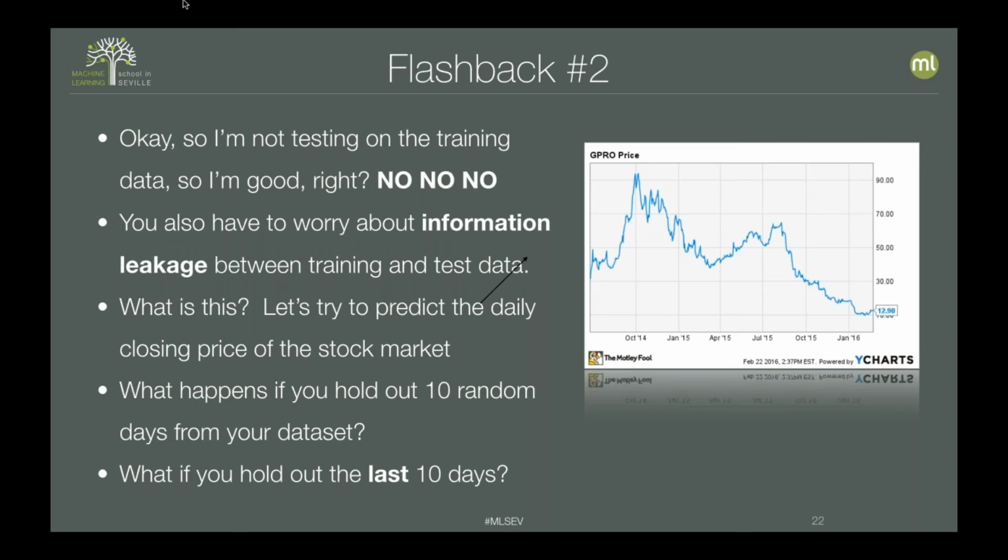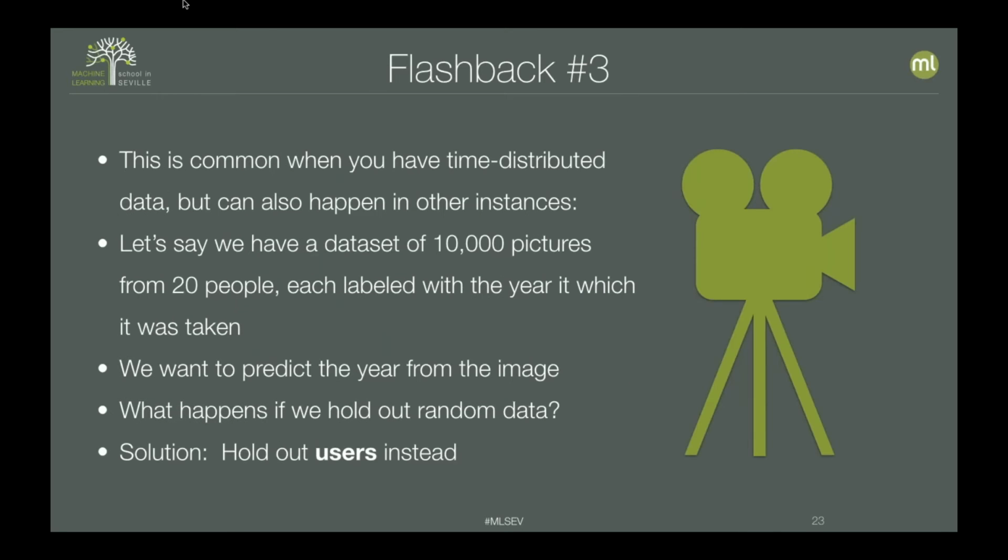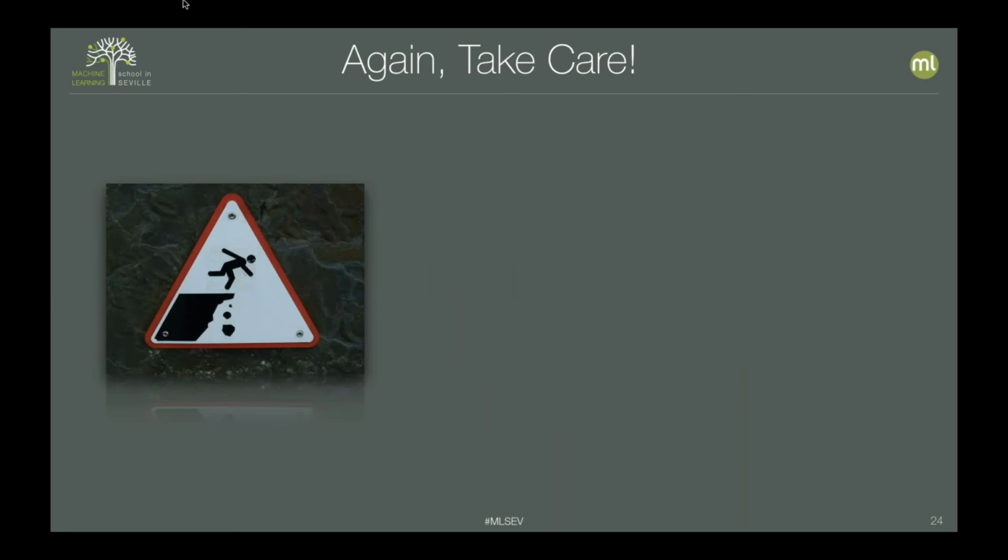You don't want to hold out data where some of the points in your training set have information about some of the points in your test set. And remember, here's this other example where we had users where their photos had information about each other. Again, you're in a situation where you could have problems based on the fact that you've held out data that has information about the test data that you're using.